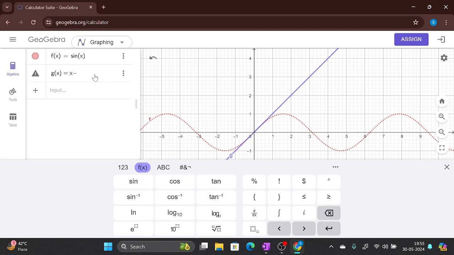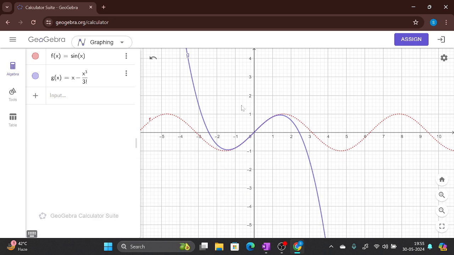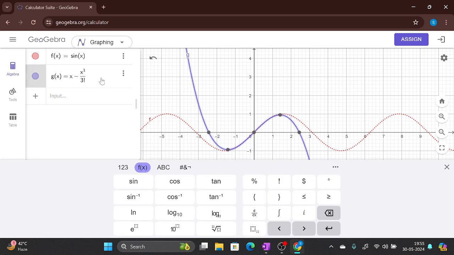Let me go ahead and write down the next term. X to the power cube divided by 3 factorial. Factorial is there already, plus, let me put enter first of all. Now look at here everyone, what is happening. This blue graph is basically trying to follow the graph of sine. So as you keep on adding, you will understand it will try to follow.